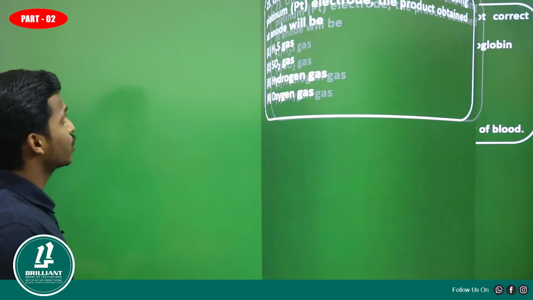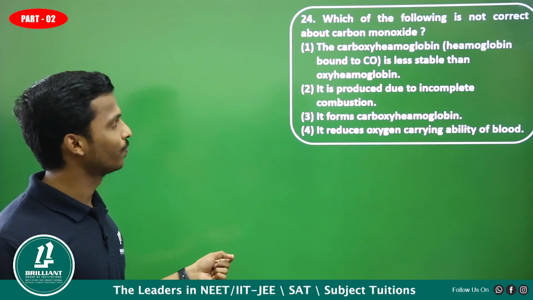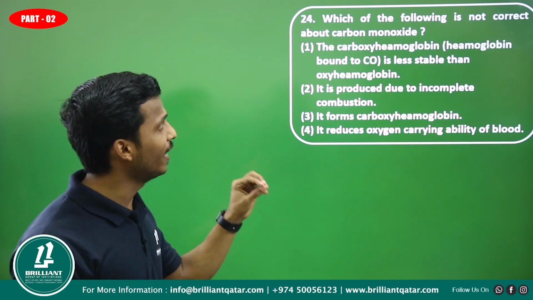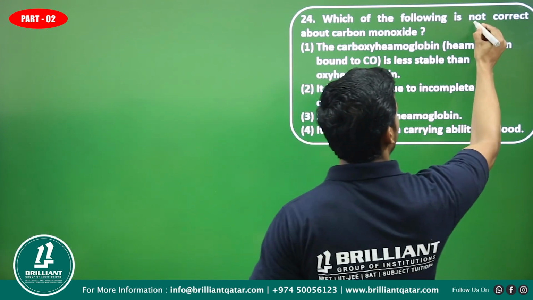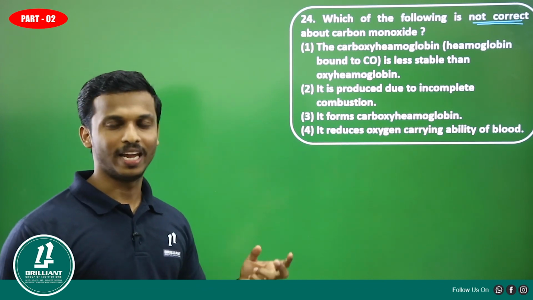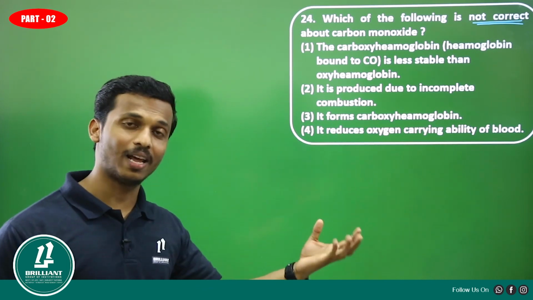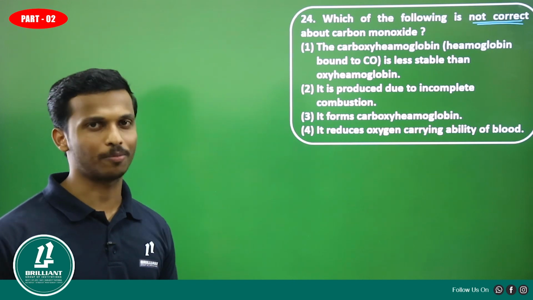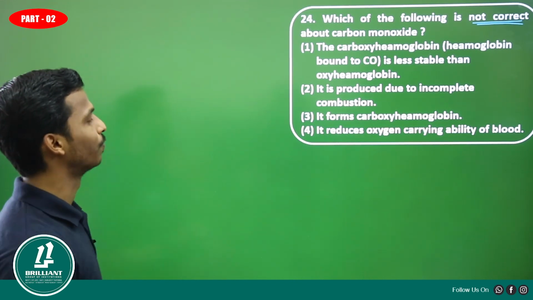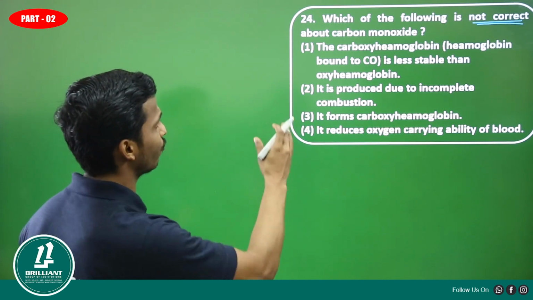Right. Let's go to question number 24. Very simple. What is the question? Which of the following is not correct? Listen student, not correct about carbon monoxide. In grade 11 we studied the P block chapter, and the carbon family we studied in grade 11, right? Carbon family. So carbon monoxide. What is the first statement?